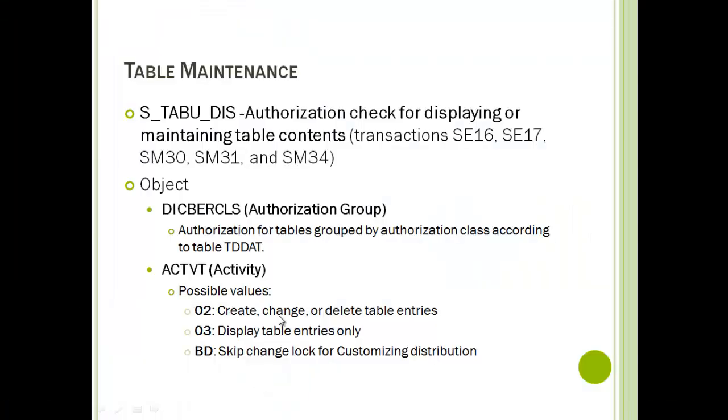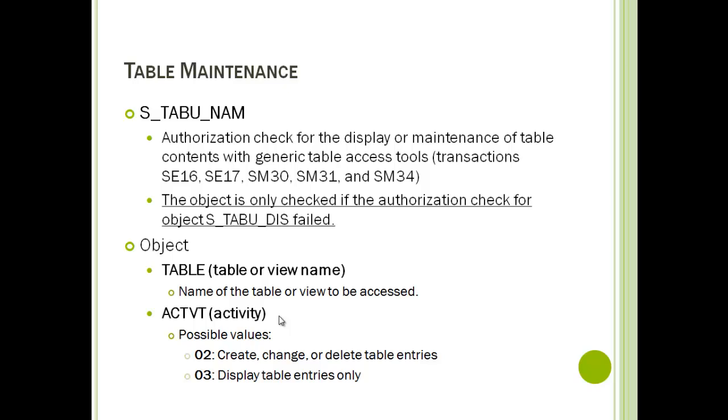So let's go back to our presentation. Now we have seen what is the use of s_tabu_dis. The next object we would like to discuss is s_tabu_nam. This object is also related to table maintenance, but it is a little different from s_tabu_dis. This authorization check is also for displaying and maintaining contents in the generic tables using the same transaction codes SC16, SC17 and SM30, SM31 and 34.